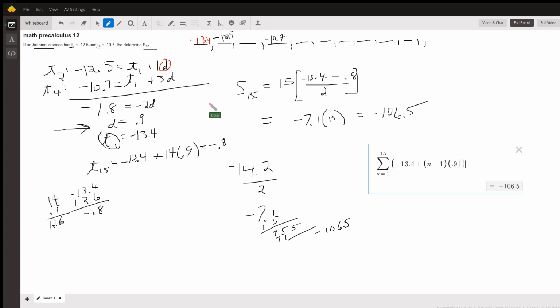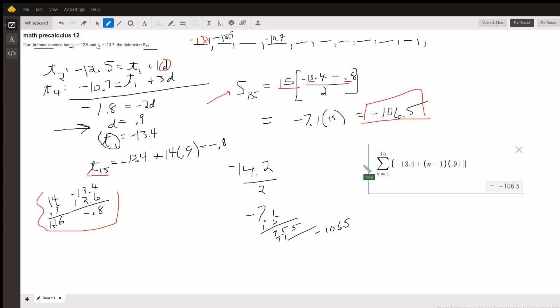And now to use the formula for the sum of the first 15 terms, I need to know what the 15th term is too. So here's t sub 15. It equals the first term plus n minus 1 differences. And that turns out with these little calculations down here to be negative 0.8. And so now I can find the sum of the first 15 terms as the number of terms times the average of the first and the last. So I add the first and the last, I get negative 14.2, divided by 2 is negative 7.1, times 15 is negative 106.5. There's your answer right there.